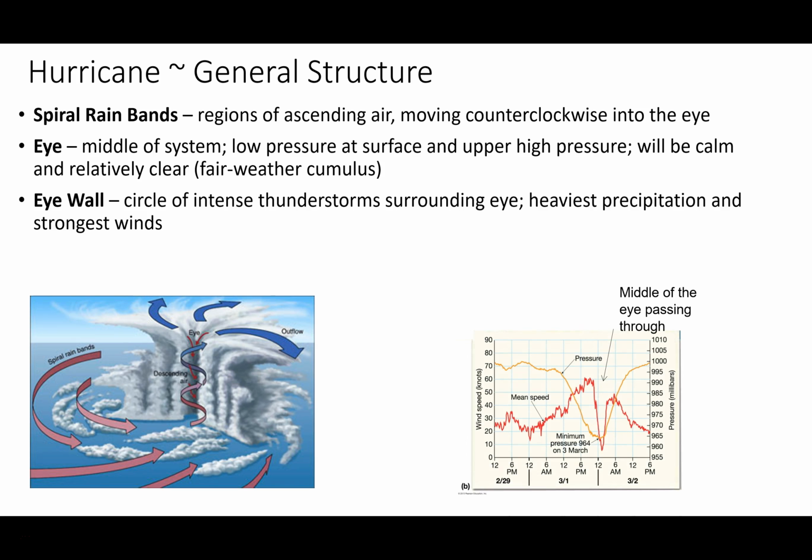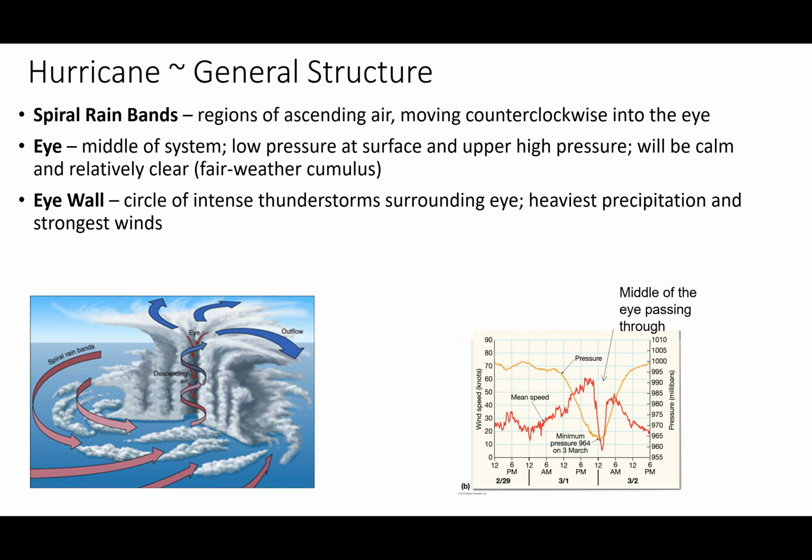You can have tornadoes embedded in those thunderstorm cells. So what you're looking at here is the orange line is the pressure. You can see that as the eye passed over this measuring device, the pressure dropped to 964 millibars. When you were doing your lab yesterday, I think the lowest one we had was 996 millibars. That's a very low pressure.